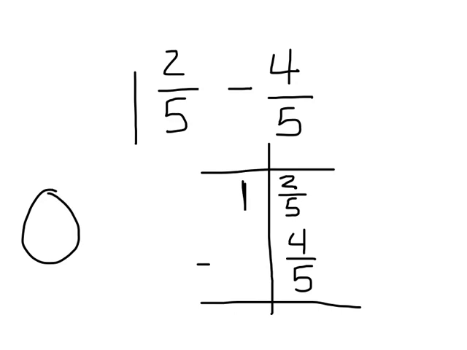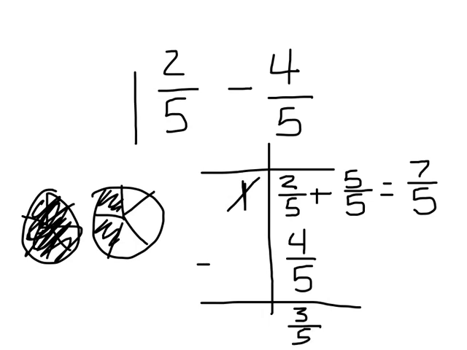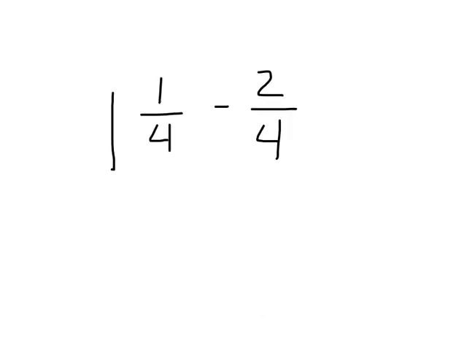Again, I've got 1 2/5. If I break this 1 whole apart to borrow, how many fifths will I have to add? 5 fifths. 1 whole is the same as 5 fifths. That means that I've got 7 fifths I can subtract from. 7 fifths minus 4 fifths is 3 fifths.